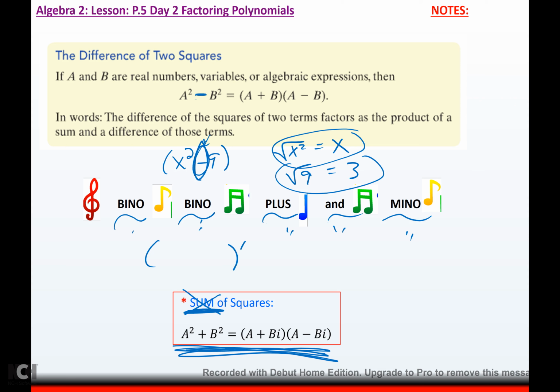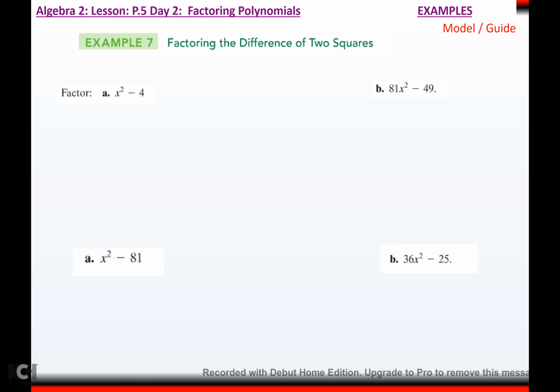Bino, bino, plus and minus. And then your factors in each one are x and 3. One positive, one negative. Done. Okay? So, check three things. Is x squared a perfect square? Yes. Is 4 a perfect square? Yes. Is that a difference? Yes. Bino, bino, plus and minus.